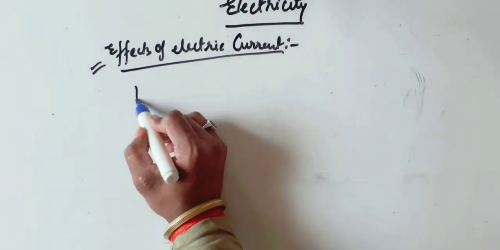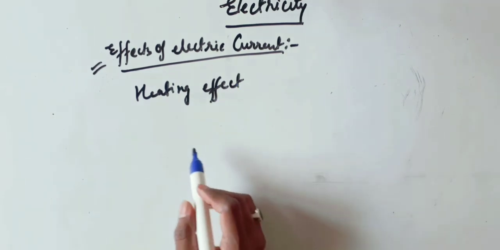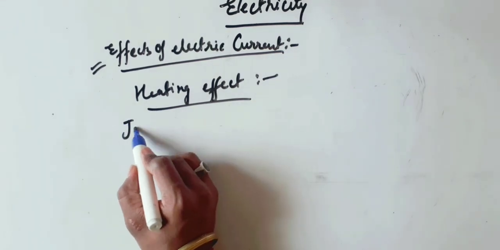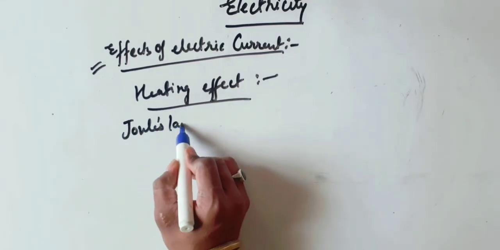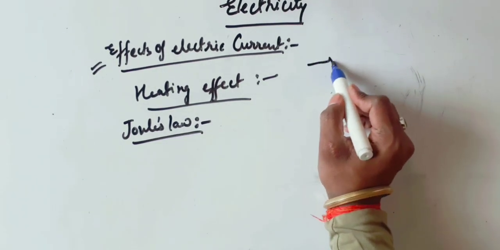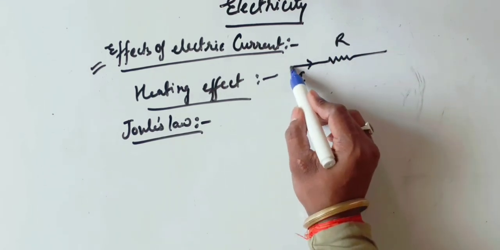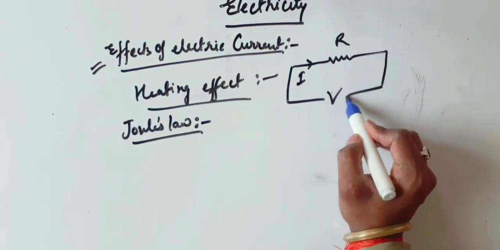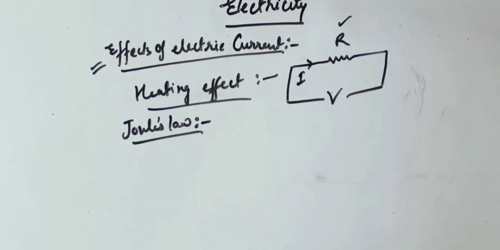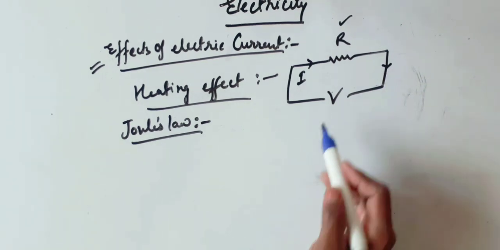On this heating effect, there is a scientist whose name is Joule, who has given a law called Joule's law of heating. Okay, let us consider a circuit having resistance R, in which I amount of current is flowing on applying potential V.